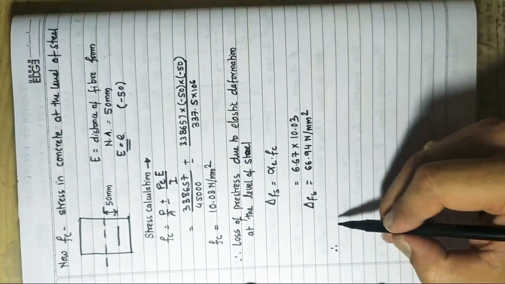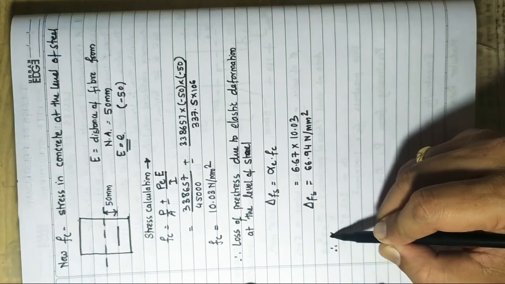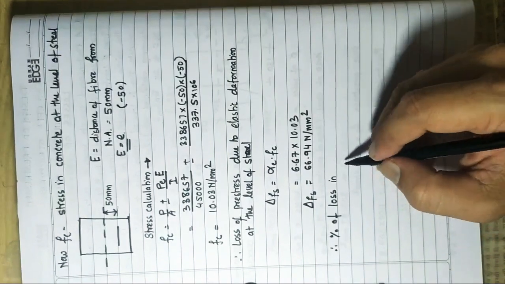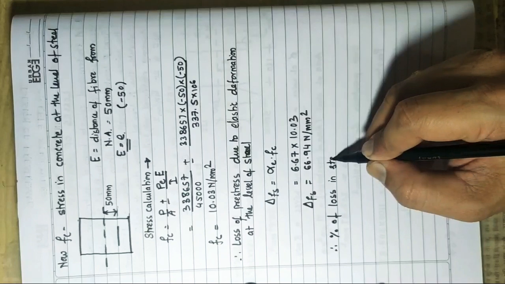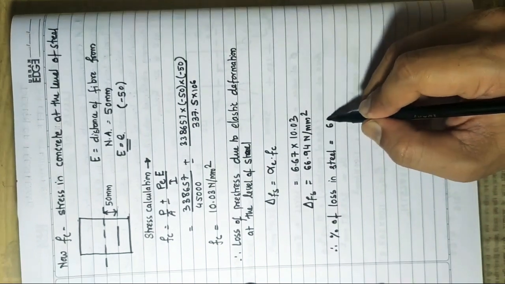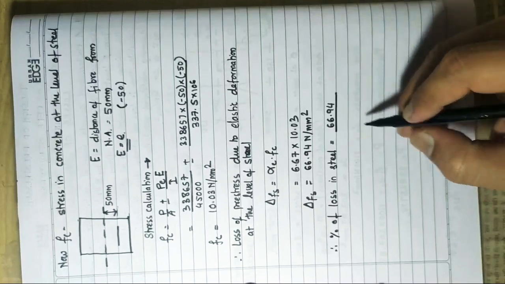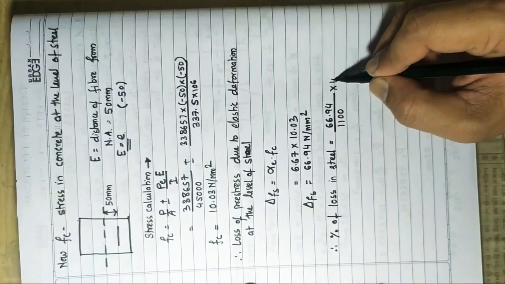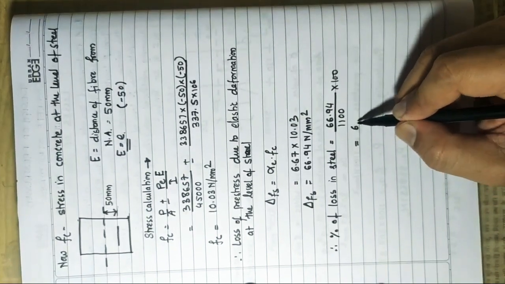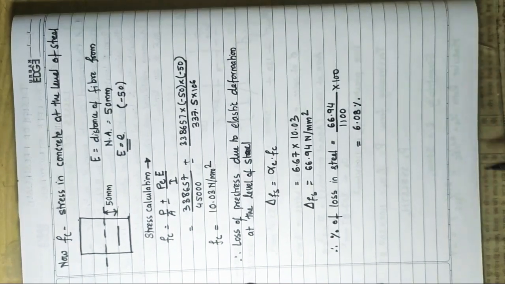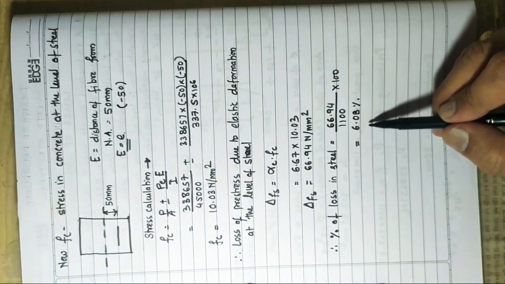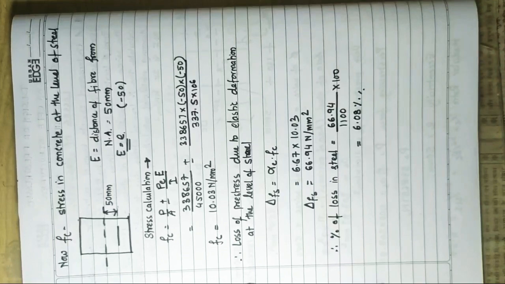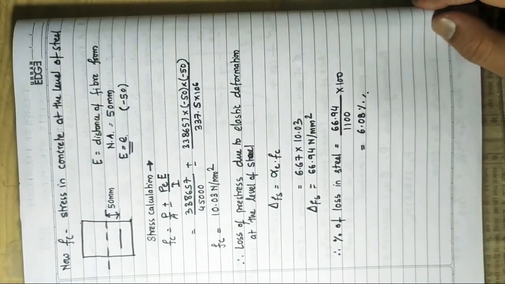Therefore, percentage of loss in steel will be equal to 66.94 divided by unit stress in steel, that is 1100, multiplied by 100, which gives us 6.08 percent. So this is the elastic deformation of the steel in percentage that we have calculated. Moving to the next part, that is the second problem.